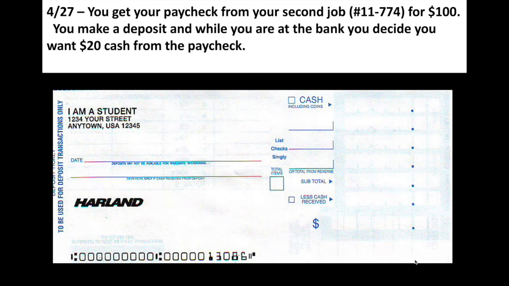On the 27th, you get a paycheck from your second job for $100. You make a deposit, and while you're at the bank, you decide you want $20 in cash from the paycheck. Pause the video now and fill out your deposit slip.